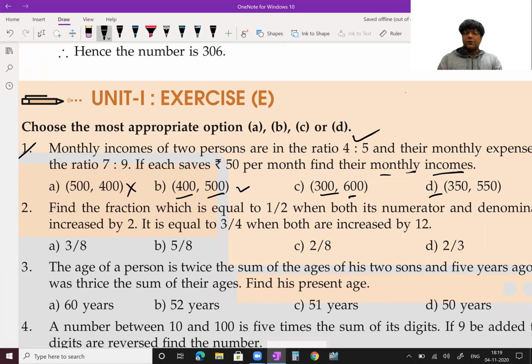Guys, if each saves 50 rupees, income is 400 and saving is 50, means the expense will be 400 minus 50, that is 350. Similarly for the second one, 500 income, 50 saving, that means expense will be 450, and the question told the expense ratio should be 7 is to 9. Check. 0 0 gone, 5 7 ja, 5 9 ja. Yes. So this option is satisfying all the conditions of the question, so this will be the answer. All the conditions of the question, guys. Clear?